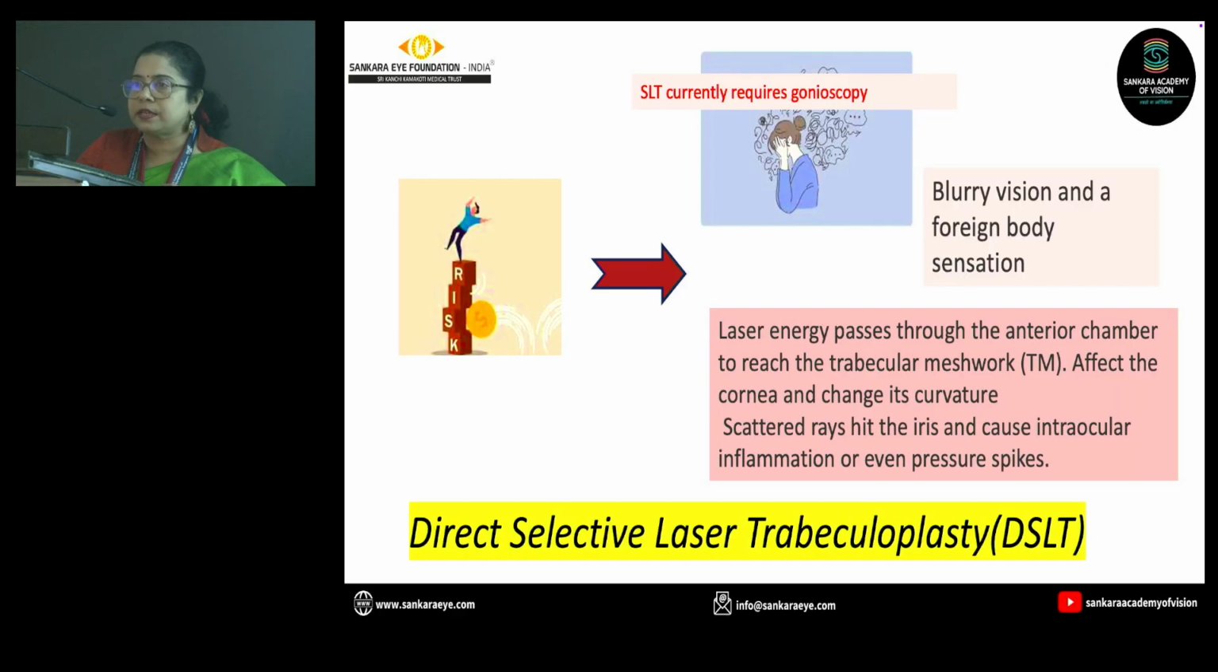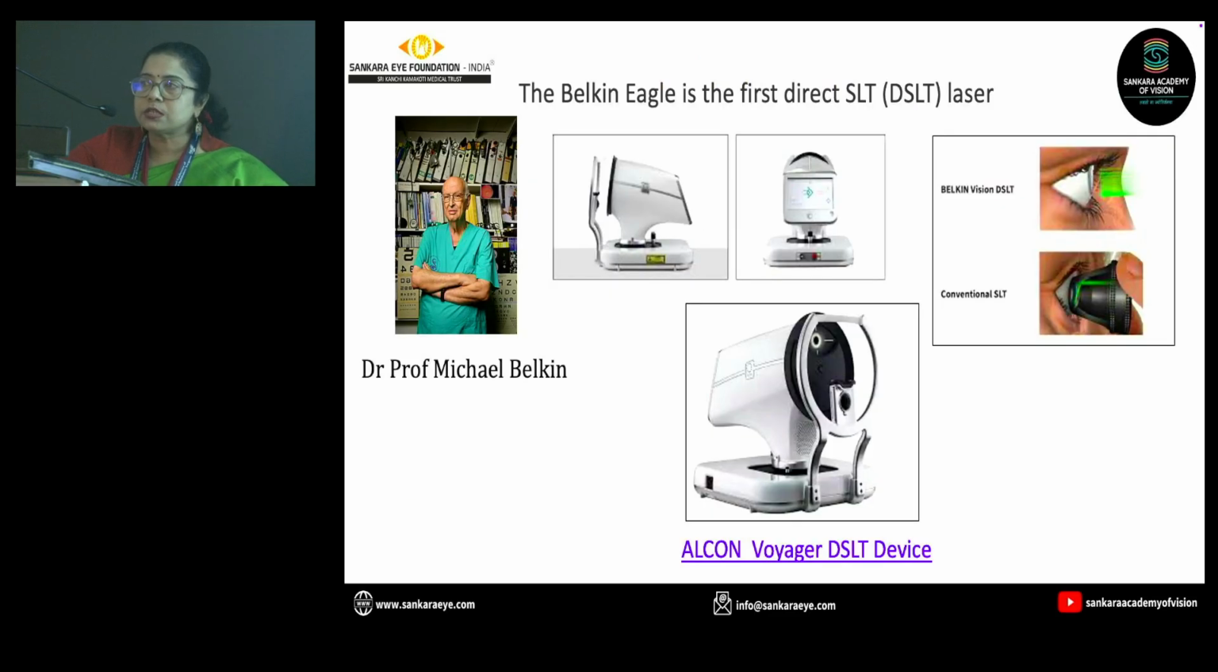And what happens in SLT? The laser energy passes through the anterior chamber to reach the trabecular meshwork, so it may affect the cornea and can change the curvature. So there comes the use of direct selective laser trabeculoplasty, or DSLT, which was invented by Professor Michael Belkin. He is a very good Israeli scientist with a lot of inventions. This was the first device which he invented, and now it is being taken over by Alcon, which sells it under the name Voyager DSLT device.